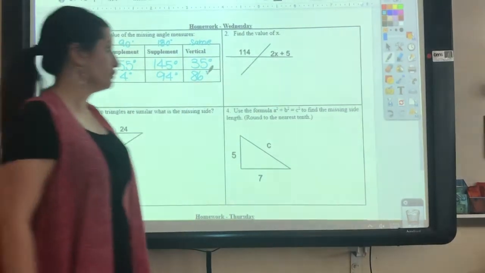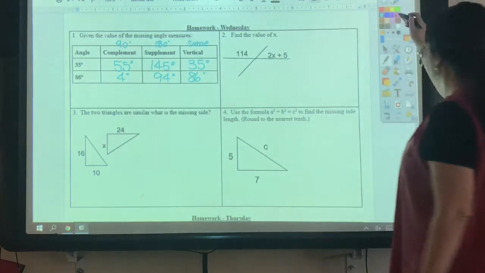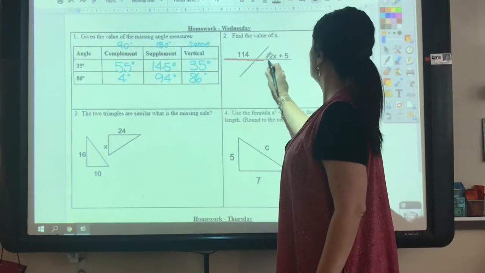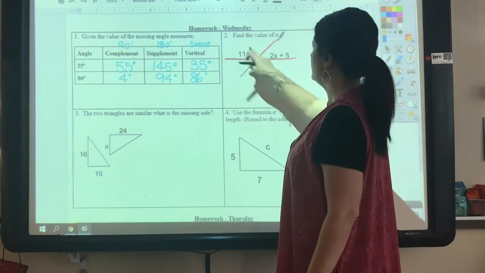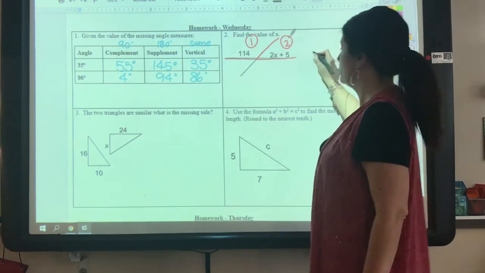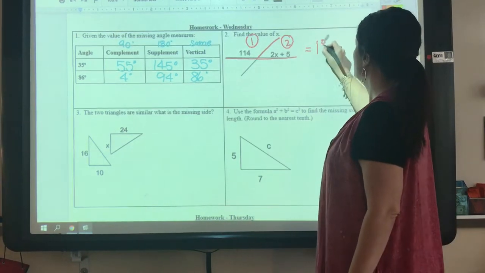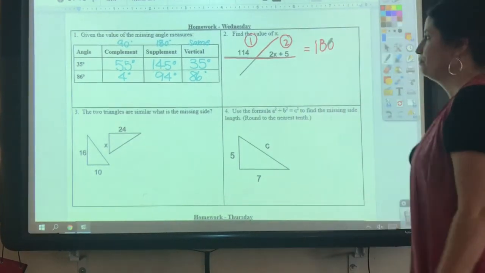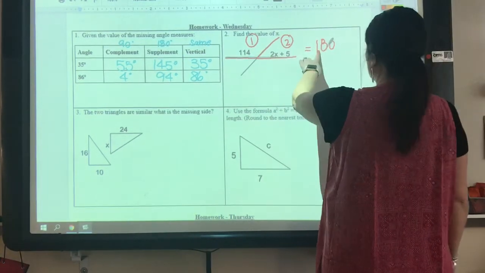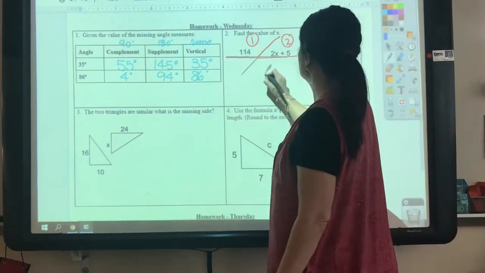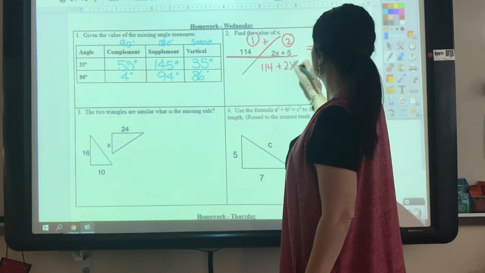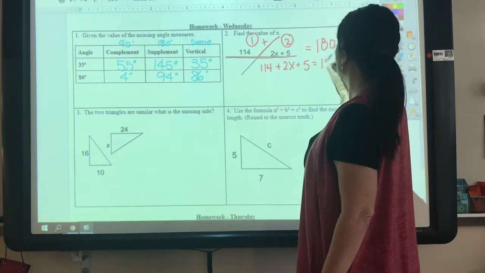We're going to go ahead and move over to number 2. We're still working with angles here. I'm going to flip my color so that you can see what we're looking at. Right now we're looking at two angles, angle 1 and angle 2, that together are supplementary angles. They're going to total 180. So I'm going to create an equation that totals these two amounts and makes it equal to 180. So let's go ahead and just move straight across. 114 plus 2x plus 5 equals 180.